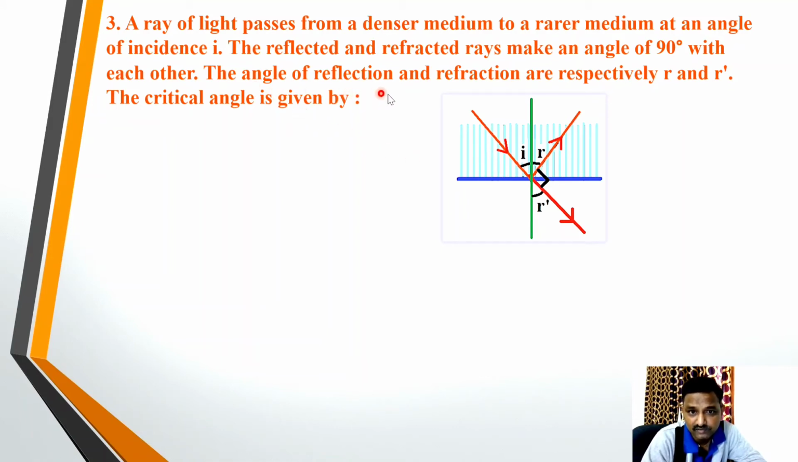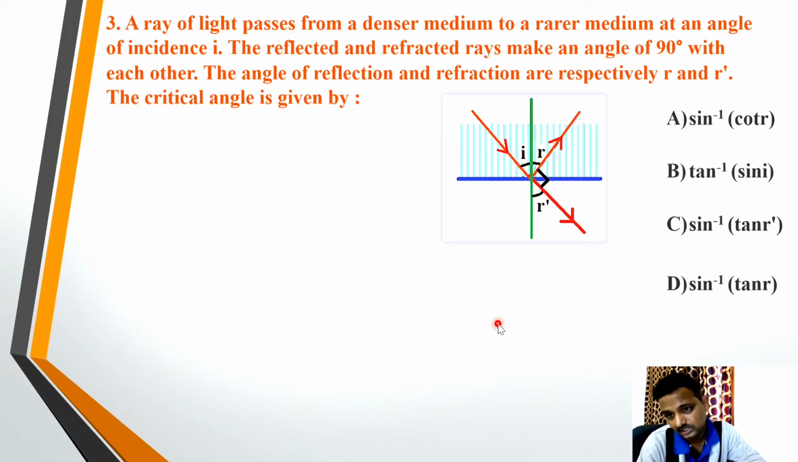The angle of reflection and refraction are respectively r and r dash. So here angle of reflection r and angle of refraction r dash. The critical angle is given by, so you have to calculate critical angle. And here the options, option A sin inverse cot r, option B tan inverse sin I, option C sin inverse tan r dash, and option D sin inverse tan r.